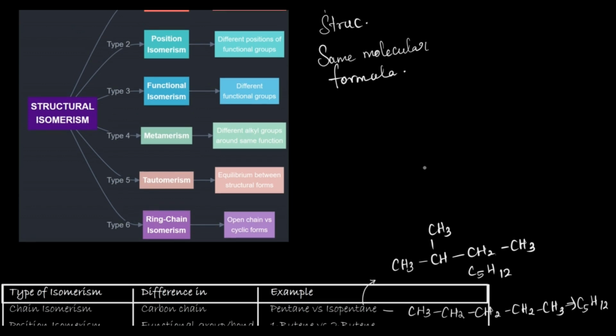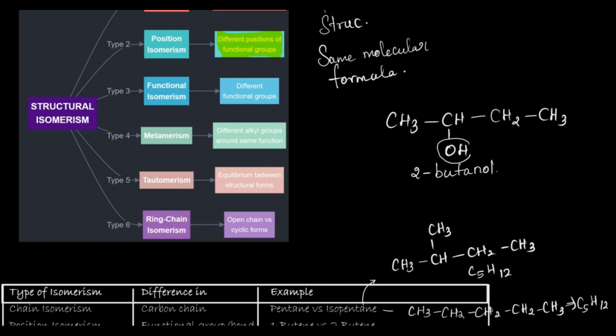That is having different positions of functional groups. That is very important. Different position of functional group. Let's say I'm having a functional group of alcohol which is attached in second position. CH3, CHOH, CH2, CH3. What is this? 2-butanol or butan-2-ol.